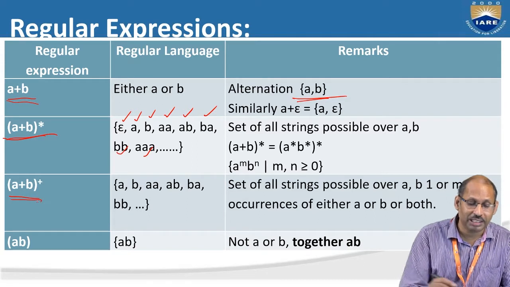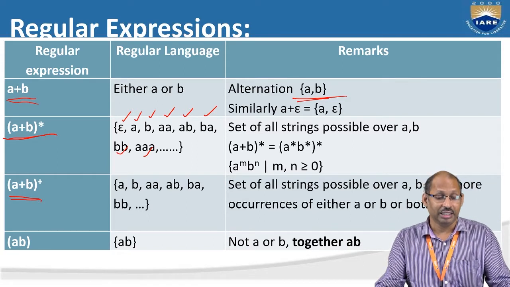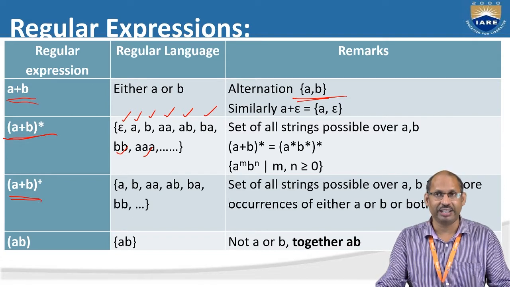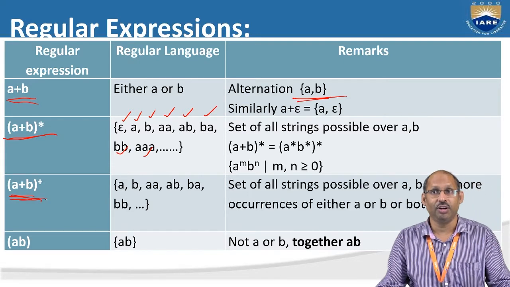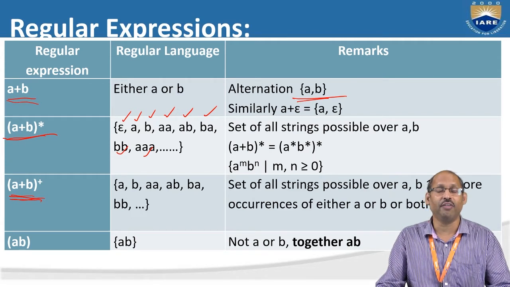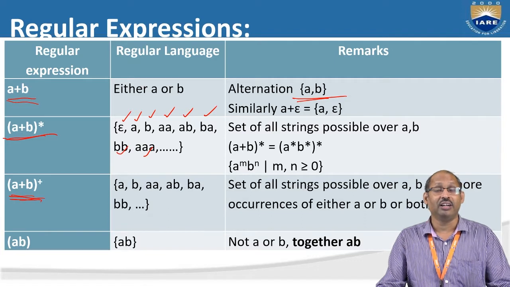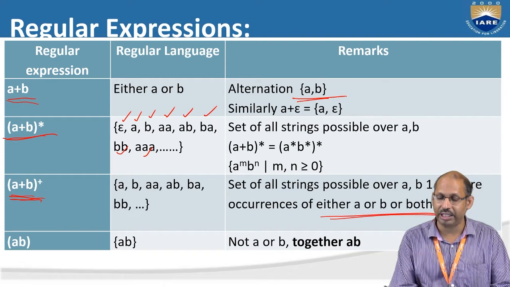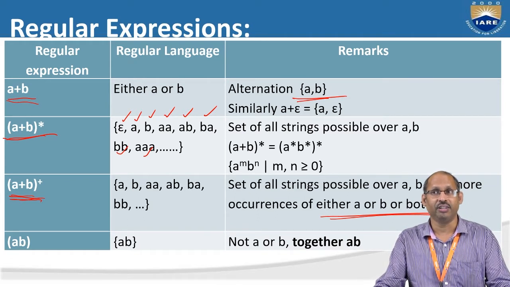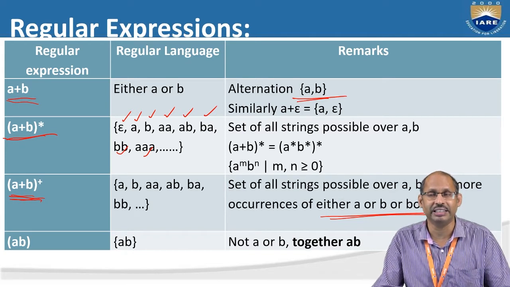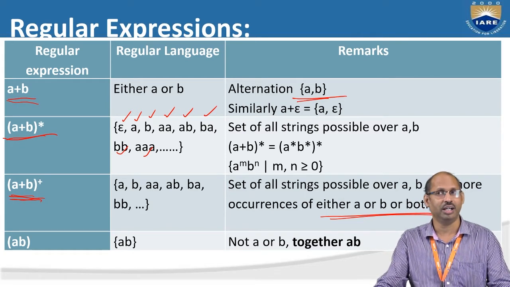Next, (A plus B) positive closure. (A plus B) plus is a regular expression for a regular language. Positive closure of A and B means one or more occurrences of either A or B or both. It consists of all the strings on A or B which have one or more occurrences of either A or B or both.